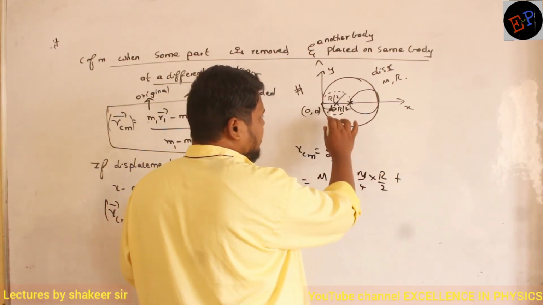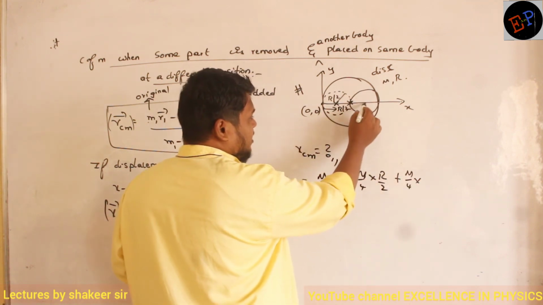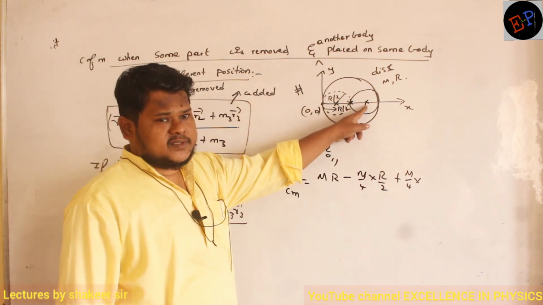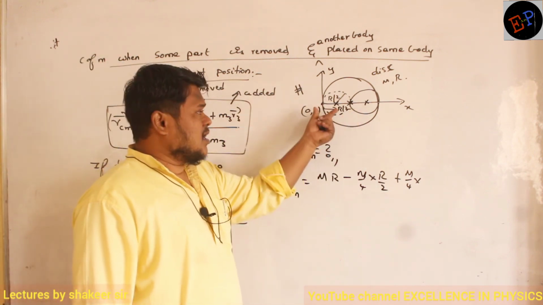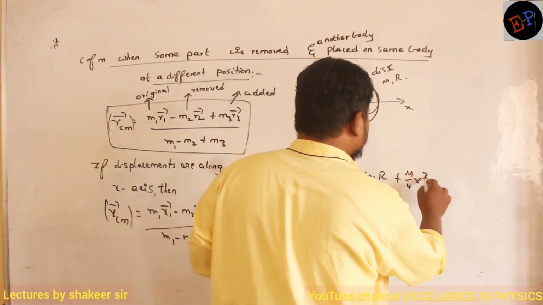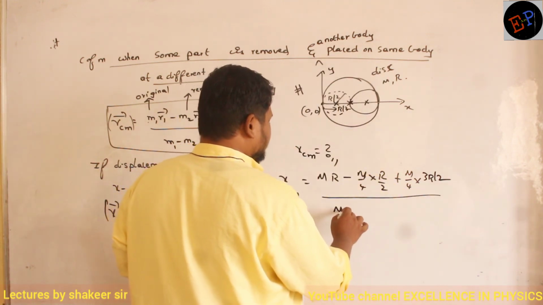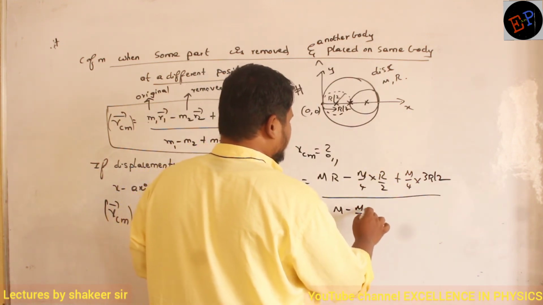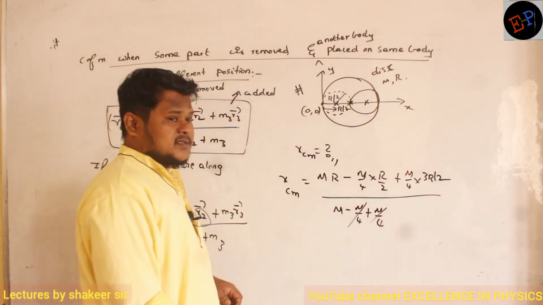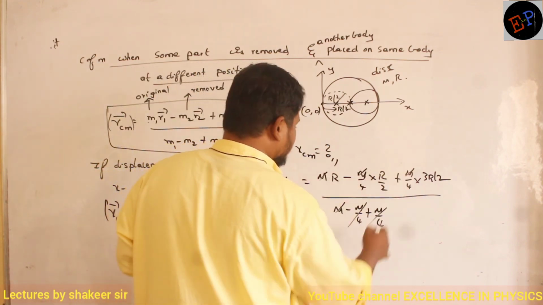Plus, now the same disc is added here. So mass is again M by 4. Now for the added body, the center of mass is here. From the reference, R plus R by 2, which is 3R by 2. So 3R by 2, divided by M minus M by 4 plus M by 4. So minus M by 4 plus M by 4 get cancelled. Similarly the mass also gets cancelled.